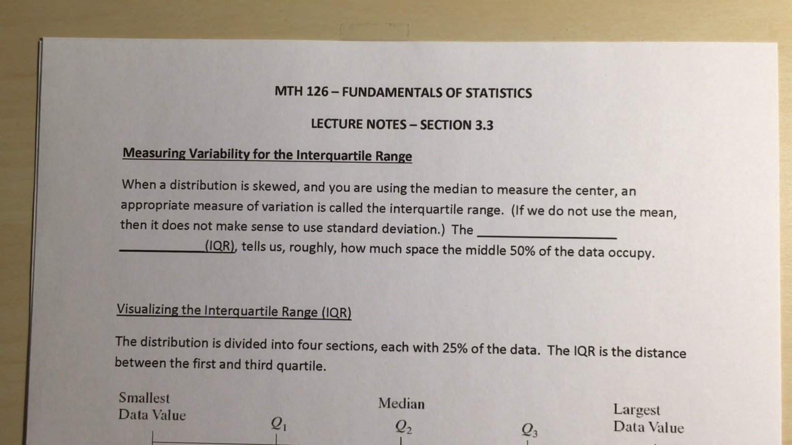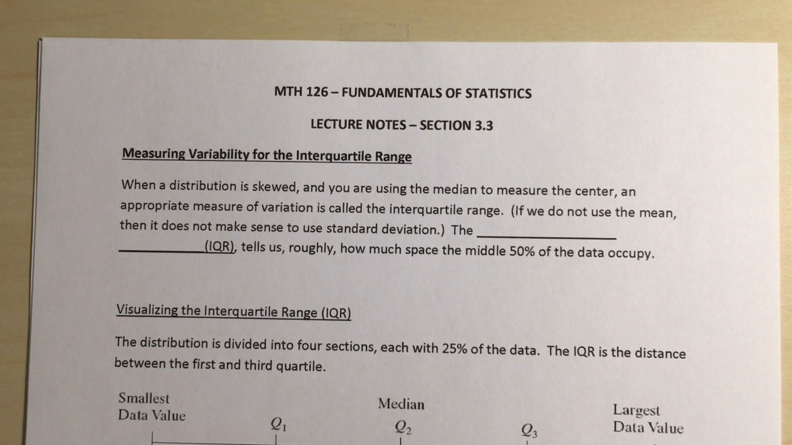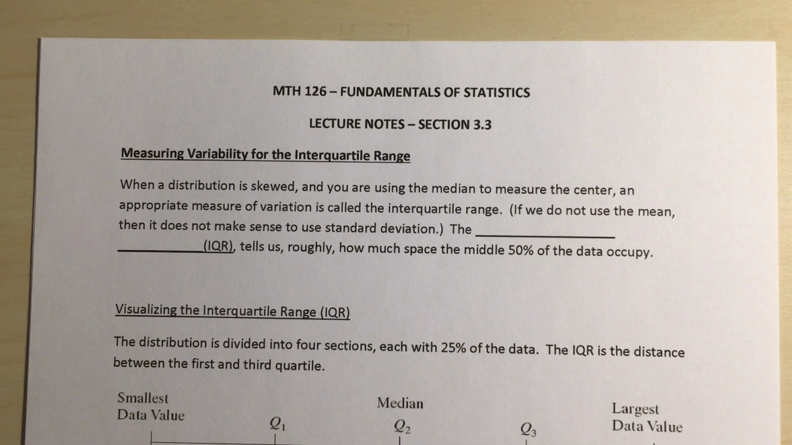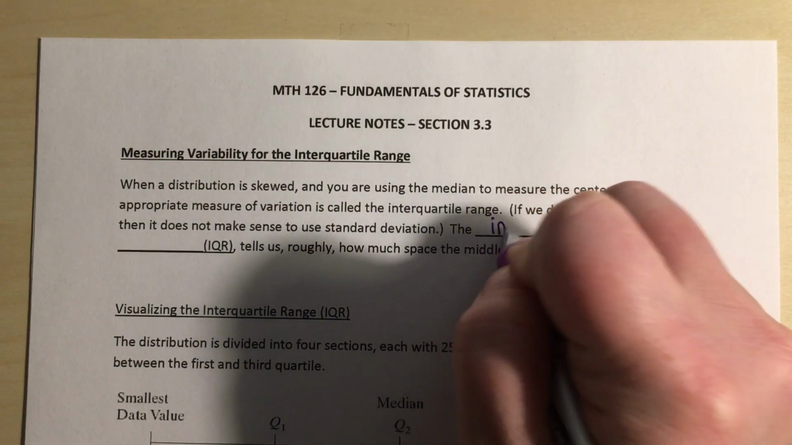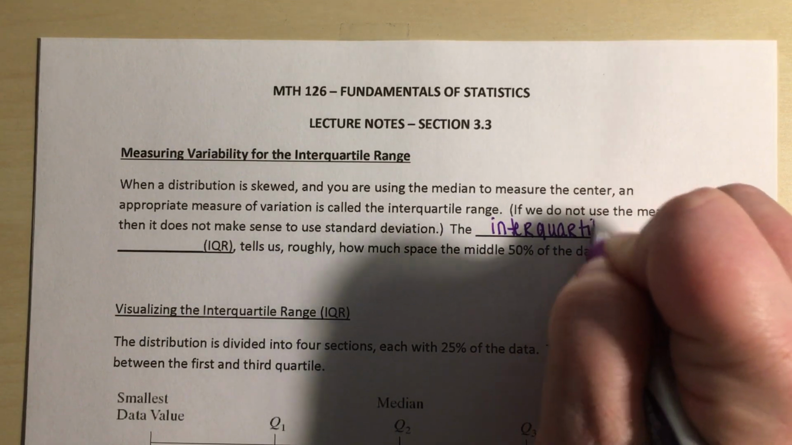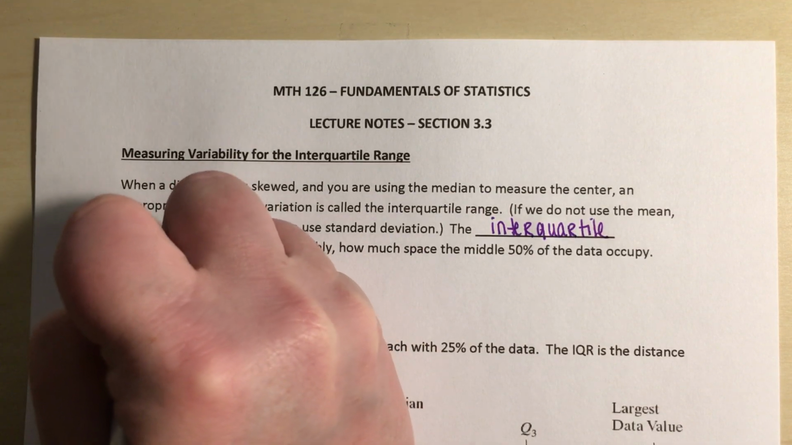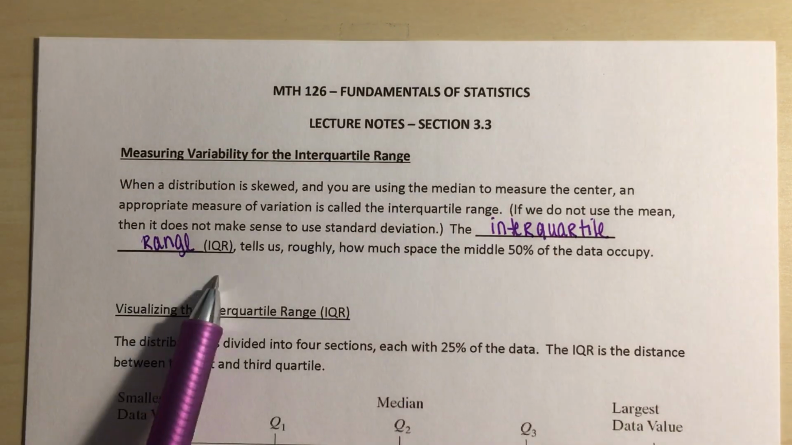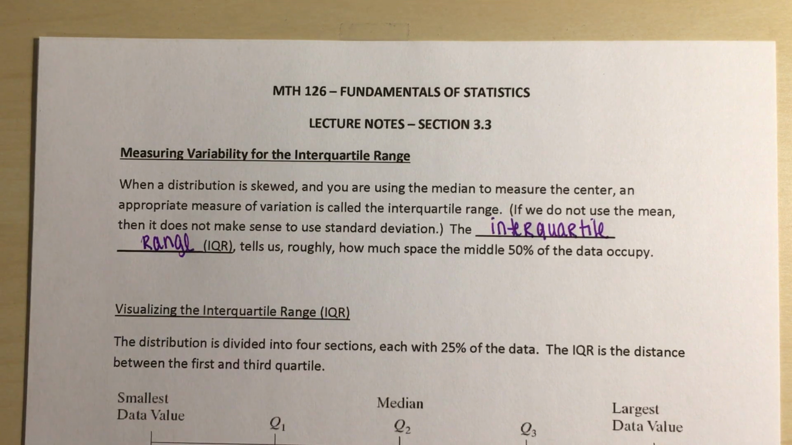And when we use our median, we're also going to use something called the interquartile range, which we're going to abbreviate with IQR. When a distribution is skewed and you are using the median to measure the center, an appropriate measure of variation is called the interquartile range. If we do not use the mean, then it does not make sense to use the standard deviation. So these belong in pairs. Mean goes with standard deviation. Our median is going to go with this interquartile range, which again we're going to see abbreviated with the letters IQR.